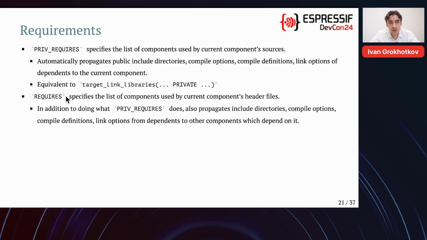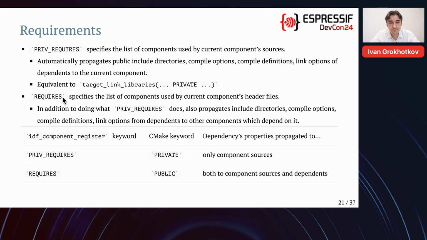Additionally, there is also a REQUIRES list, and it's different in that if you need to use a header file of another component in the public header file of your own component, then instead of PRIV_REQUIRES, you have to add that dependency into the REQUIRES list. And what this does, in addition to what PRIV_REQUIRES does, is propagate the dependency on the target component also to the components that use your own component. So it becomes a transitive dependency.